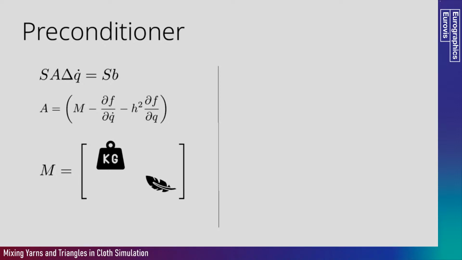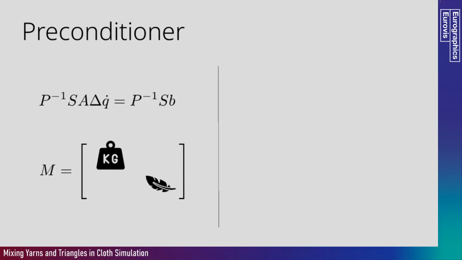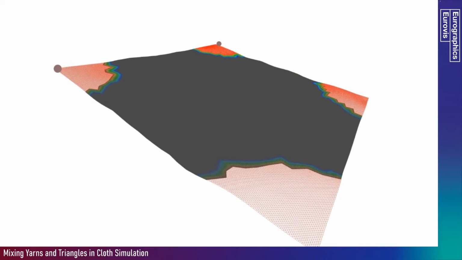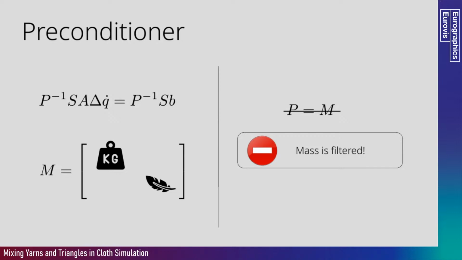Our solution is to rewrite the system of equations in terms of velocities by multiplying by the inverse of the mass. In practice, this is equivalent to using a preconditioner on the conjugate gradient solve. However, this is not an easy task. One may be tempted to use the mass matrix as preconditioner, but this doesn't work correctly, as shown in the following example. In the system of equations, the mass matrix is filtered, so using the mass matrix alone as preconditioner is not enough. The numerical damping is even worse.